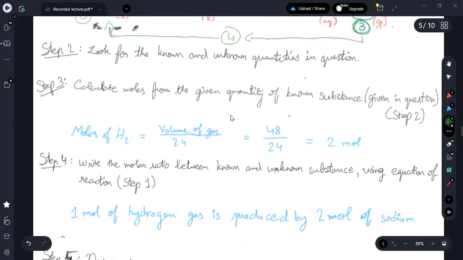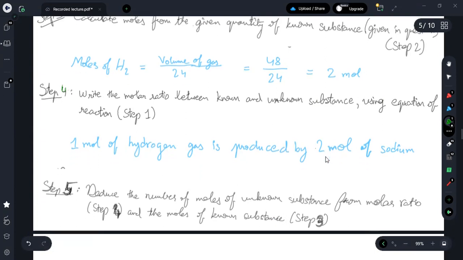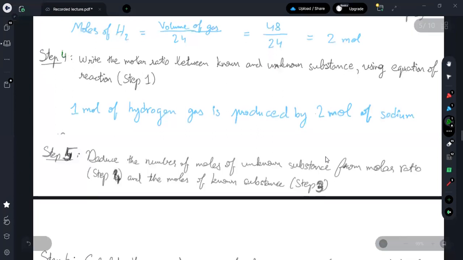So now when 1 mole of hydrogen gas is giving 2 moles of sodium, so 2 moles of hydrogen gas would be giving the double of it, right? When 1 gives 2, so 2 would be giving 4. So it's as you have done in mathematics. When you increase one by twice, the other one would also become twice. And similar how ratios work.